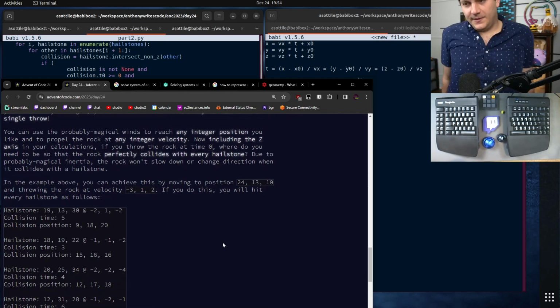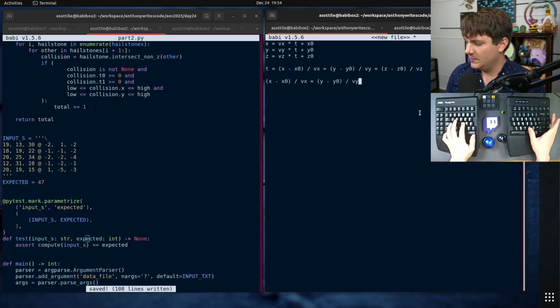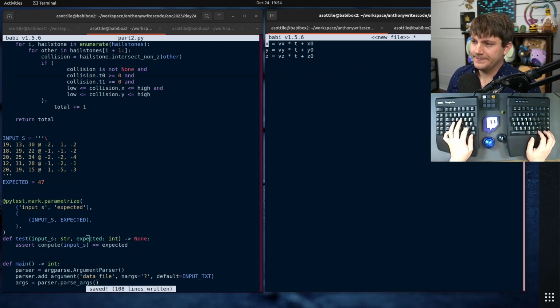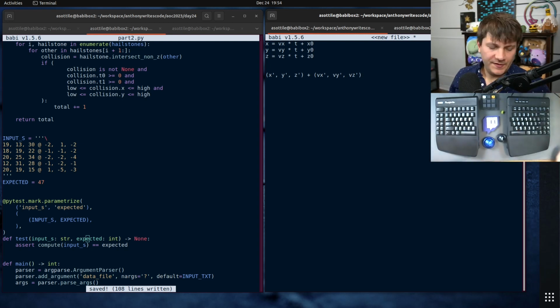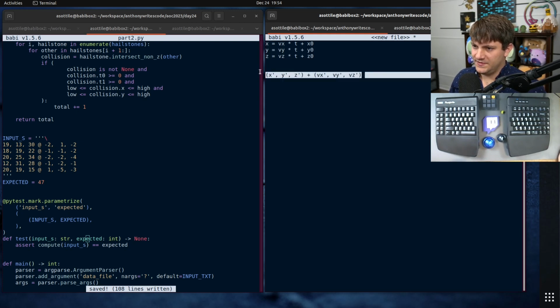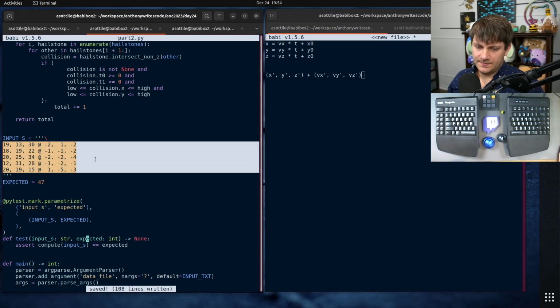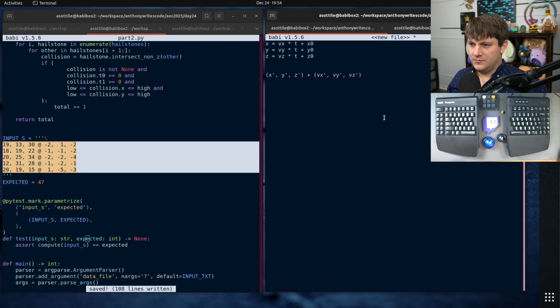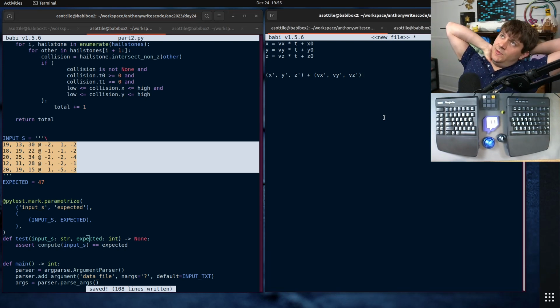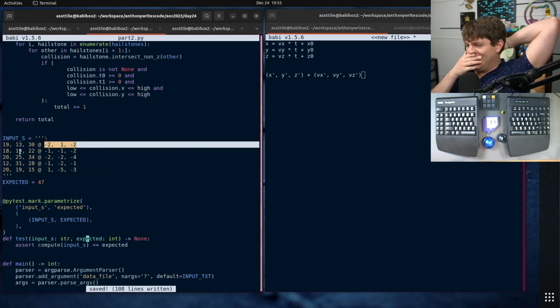So let's think about this in a different way. We know we have those for each thing. We know we have our rock, which has an initial, we'll call it x prime, because that sounds cool. We know at some point, for some t, all three of these are going to be equal to the same equations for this. And we know that has to be true for all of these things. So I think we can just slam all of these together. Well, they'll be different t's.